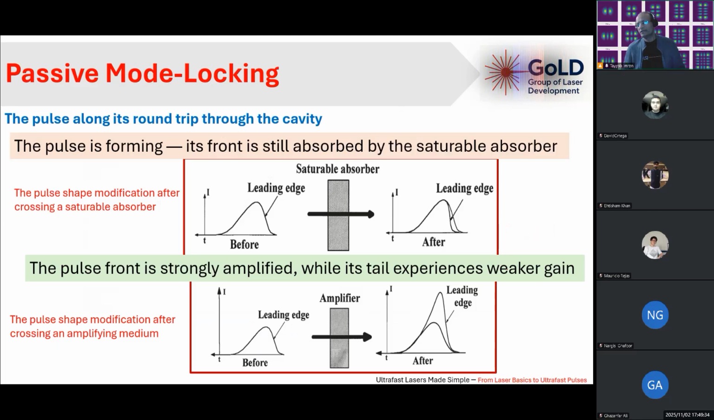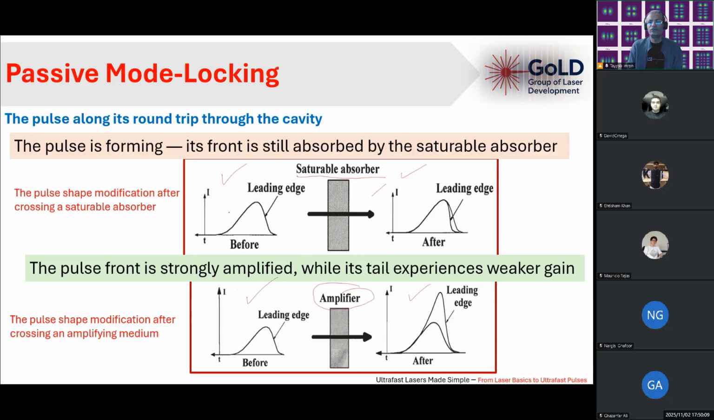It generates the mode-locked pulses. Okay, and it not only generates the pulses, it also helps us to get shorter pulses. What you see here is a saturable absorber. This is the input pulse, this is the output pulse, and here we have the amplifier or the gain medium, with its input pulse and output pulse.